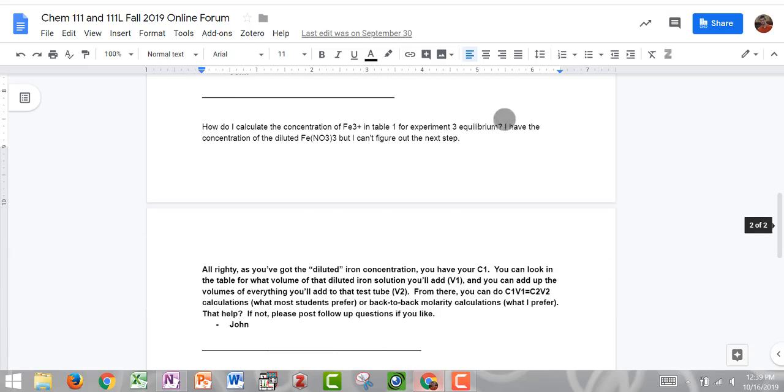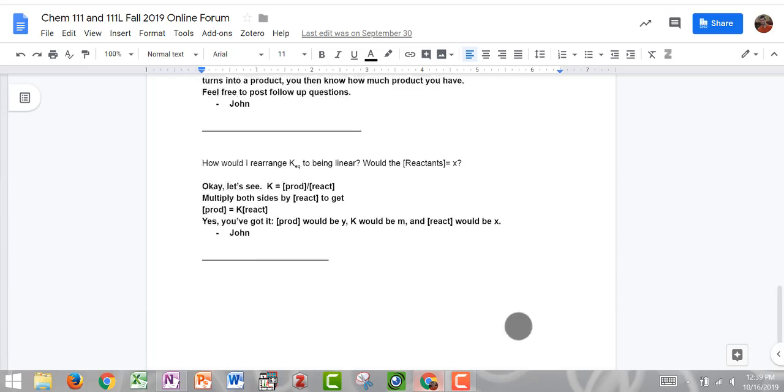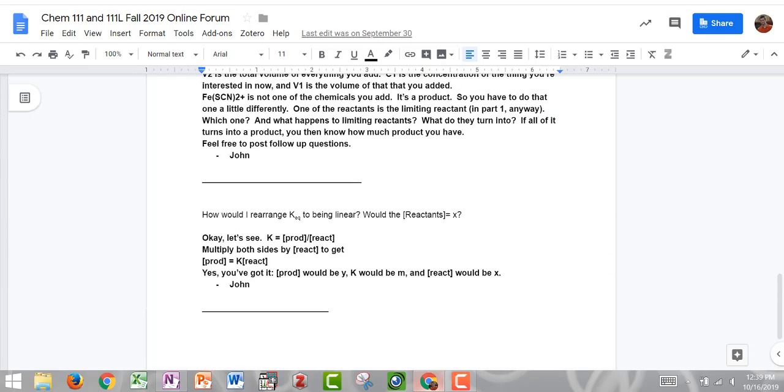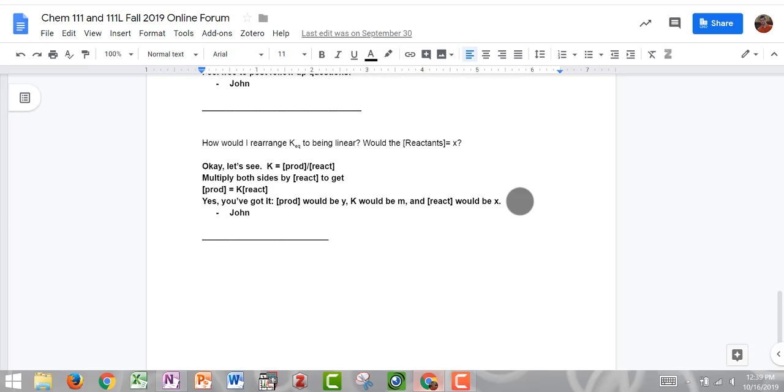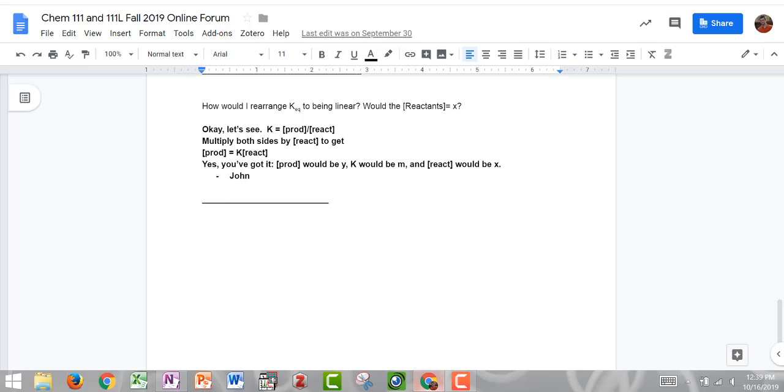A lot of times people use it for lab. So they'll say, like, how would I rearrange KEQ to be linear? That was the equilibrium constant lab. And we talk about it here. The reason this is faster is because that's my homepage, because I'm a nerd. Every time I start up a browser, this is what I see. So if you ask stuff here, it will be answered more quickly. Again, I'm not offended if something else works better for you, but this is a good way to get an answer.